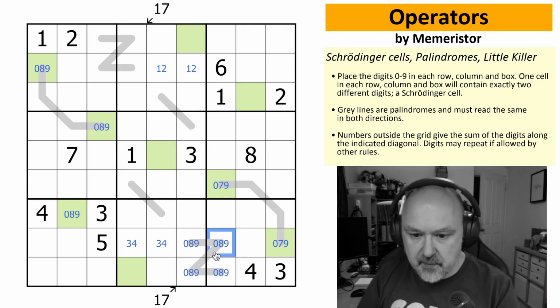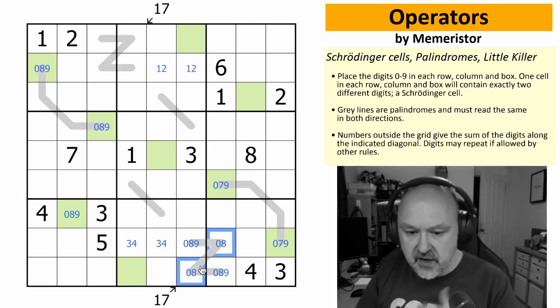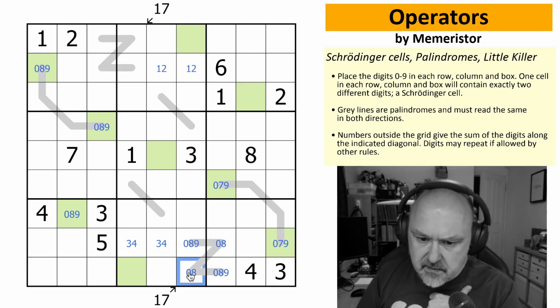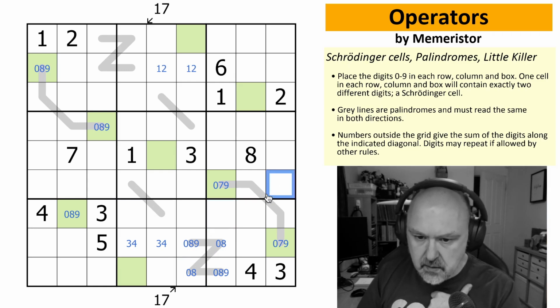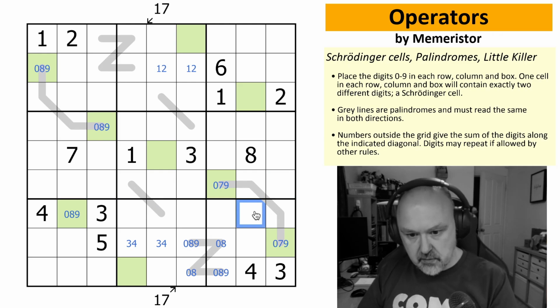But those two can't be 9 because if they were 9, I would already have 18 on the little killer clue. They are not 9. Can they be 8? Because that'd be 16 and these would have to sum to 1. Which is possible because I could do 1, 0 or 0, 1. Don't forget the 0. So I can't eliminate 8 from there, which normally I could do.